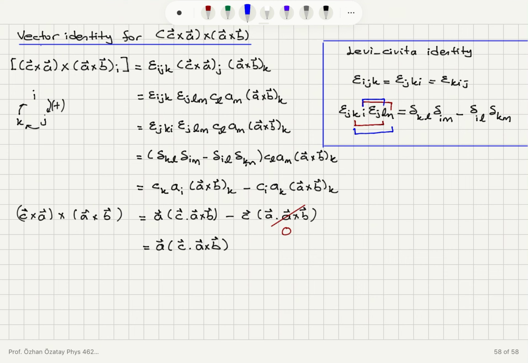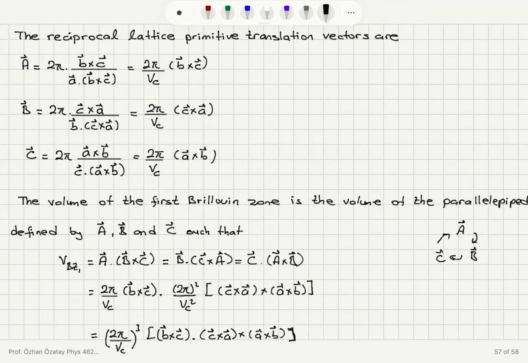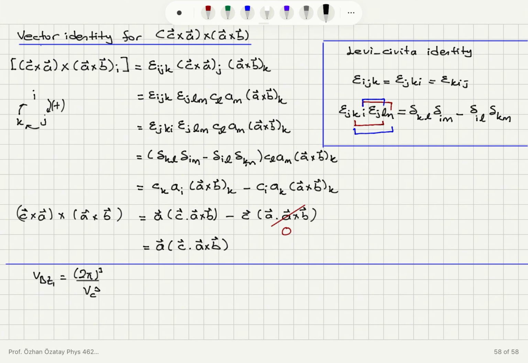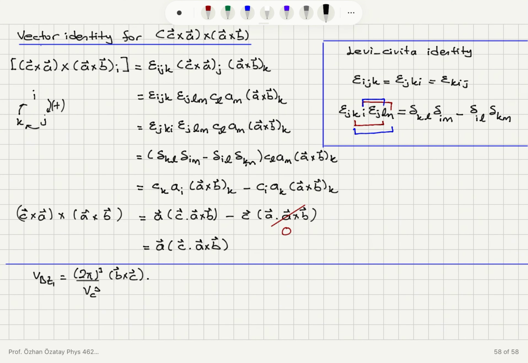Okay, so now that we have proven the result that was suggested by the problem, the volume of the first Brillouin zone, VBZ1, will be (2 pi) cubed divided by VC cubed. So I go back. It is B cross C dot product with something. So it's going to be B cross C dot product with C cross A crossed with A cross B. And that is equal to vector A times C dot A cross B.